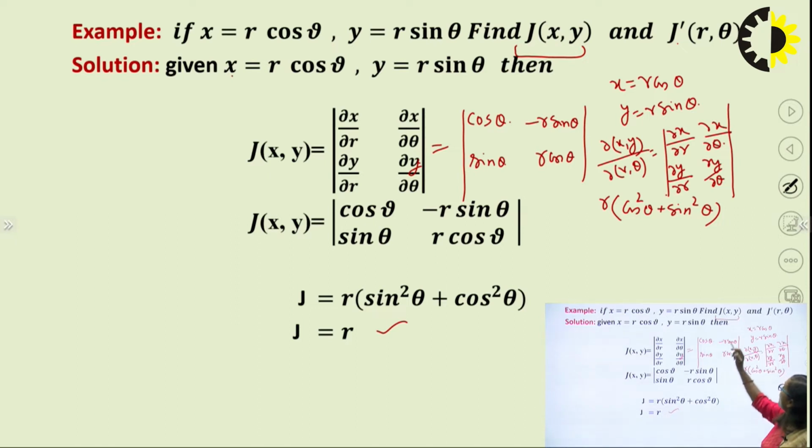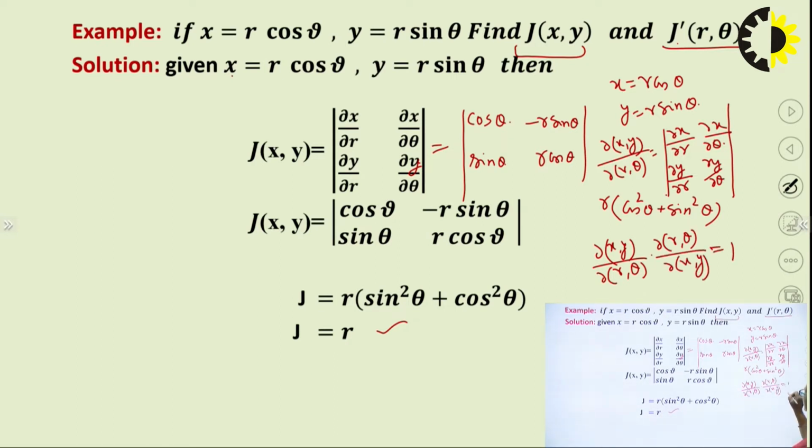Now what do we need to find? We need to find another Jacobian, of r theta with respect to xy. So what do we apply? Here I apply the first property of Jacobian. I know that the Jacobian of xy with respect to r theta multiplied by the Jacobian of r theta with respect to xy, by the first property, is always equal to 1. This Jacobian, I have already calculated, its value is r. So the value of this Jacobian will be equal to 1 upon r.